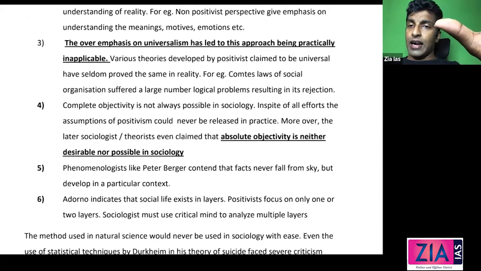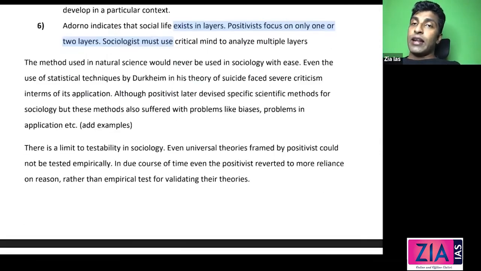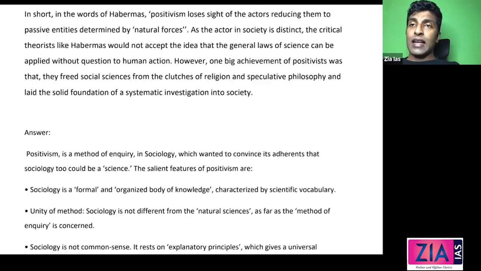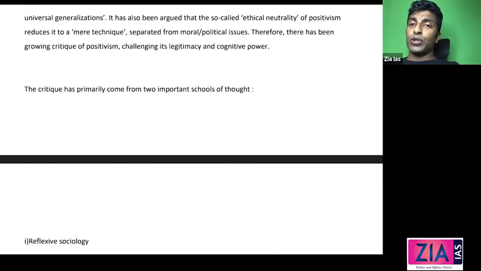I have given Adorno, Peter Berger, then Comte, the thinkers are there. Non-positivist means actually Weber, Mead, Alfred Schutz, everybody will come. And the conclusion is also there. So this is another answer that you can also go through.